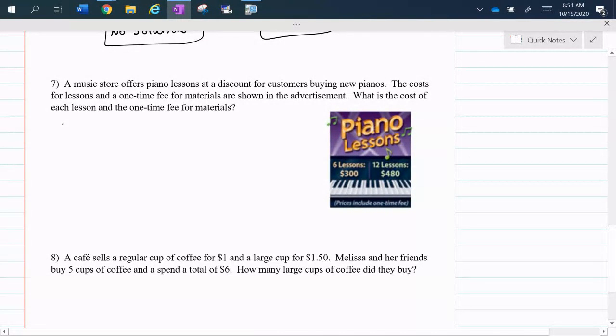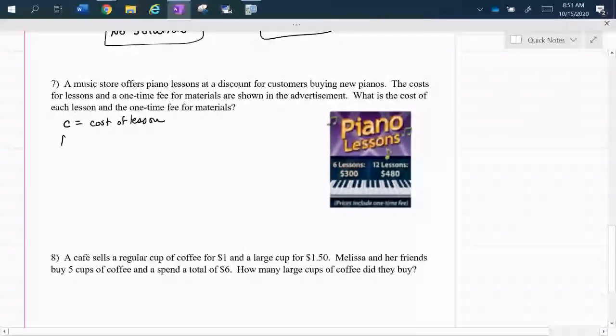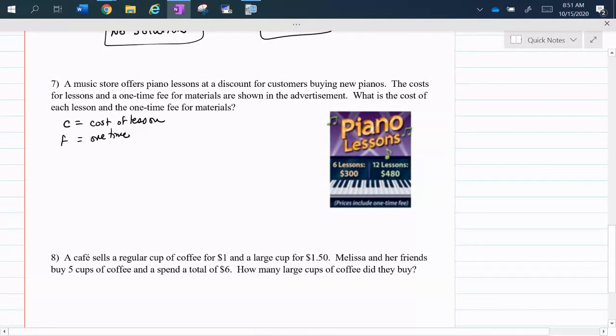So we have two unknowns here. We'll call C the cost of a lesson, and we'll call F the one-time fee for the materials. And we see that if you take 6 lessons, then your price is $300. And if you take 12 lessons, it's only $480. So it says the prices include the one-time fee.